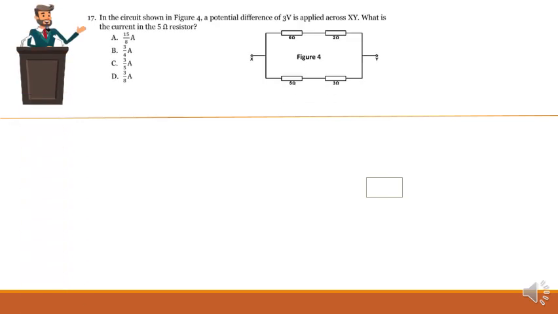In the circuit shown in figure 4, a potential difference of 3 volts is applied across XY. What is the current in the 5 ohm resistor?